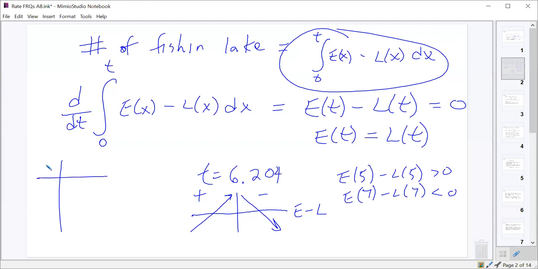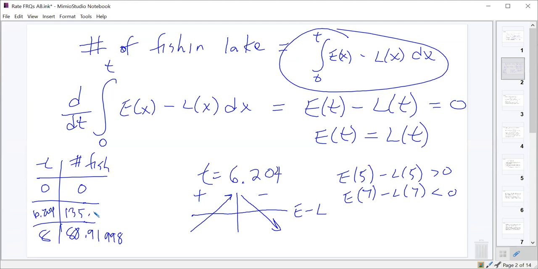You could have made yourself a little chart with t-values of 0, 6.204, and 8, the two endpoints, right? And then you could have found the number of fish. At 0, you would have found that there were 0 fish in the lake, right? Because the integral from 0 to 0 of a function is 0. At 8, you would have got some value, 80.91998. And at 6.204, you got 135.01492. And you would have said the max number of fish in the lake occurs at t equals 6.204. So a sign chart or just a chart showing the values, either one is good.